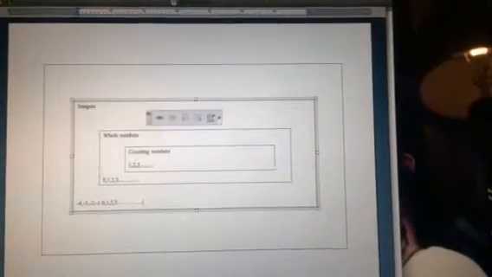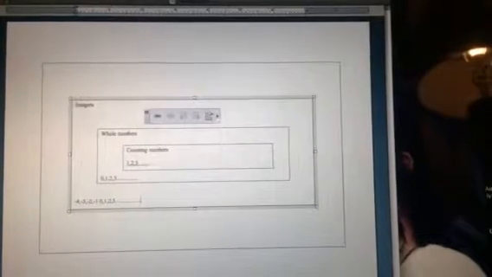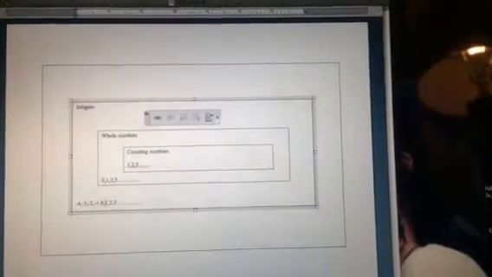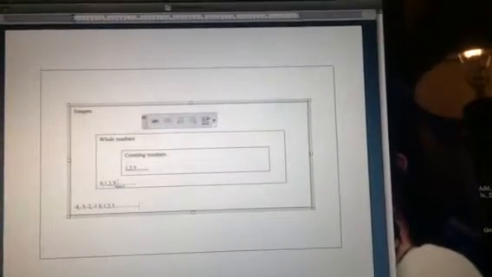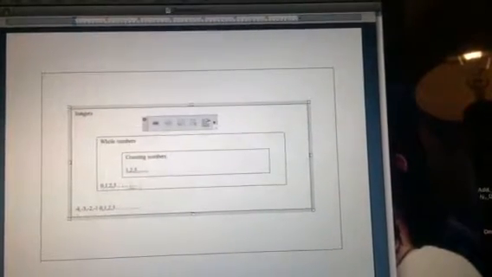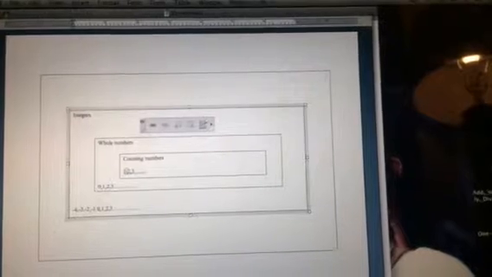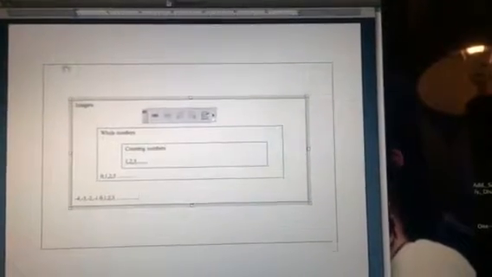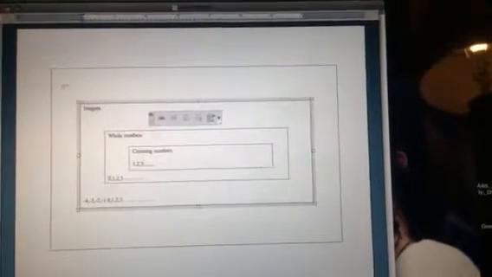Okay, so we have our integers, which include negative numbers as well as whole numbers. We have whole numbers, which is 0, 1, 2, 3, etc. And then we have counting numbers, which is 1, 2, 3, etc. Okay? Seemingly simple enough.